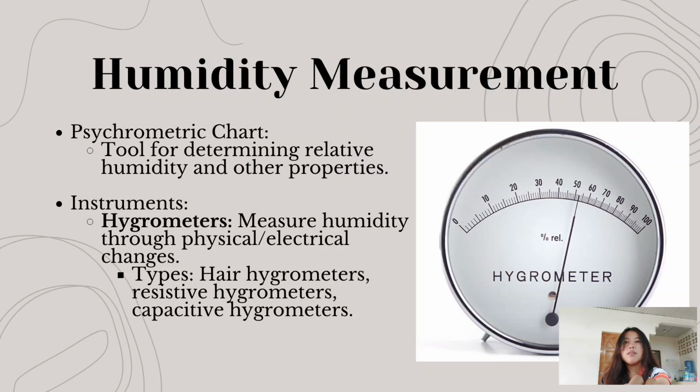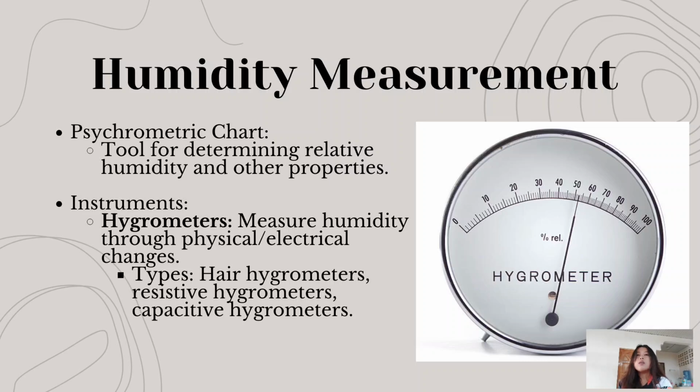And next we have measurement tools. Hygrometers are devices that use physical or electrical changes to measure humidity. Examples include resistive and capacitive hygrometers. A hygrometric chart is a visual tool to calculate relative humidity and express properties. Applications of humidity measurement range from weather forecasting to maintaining environmental conditions in industrial settings.